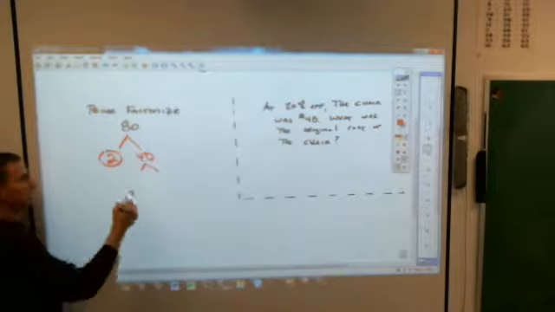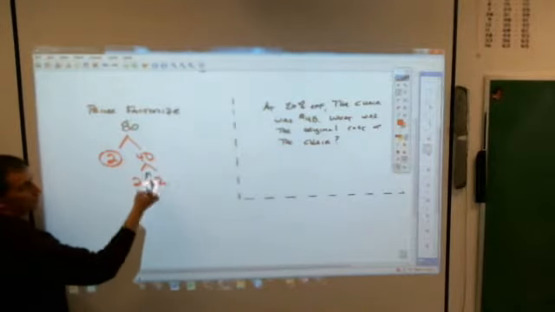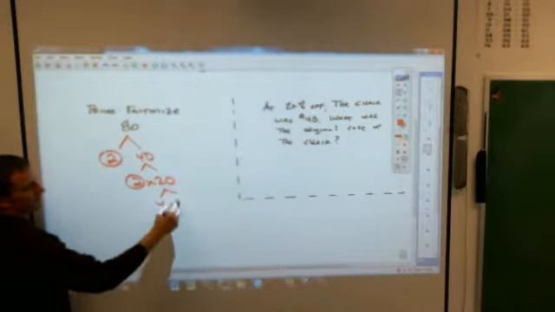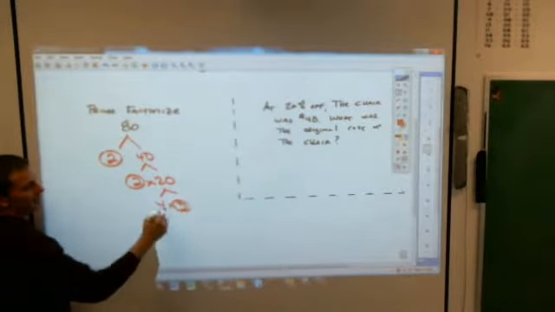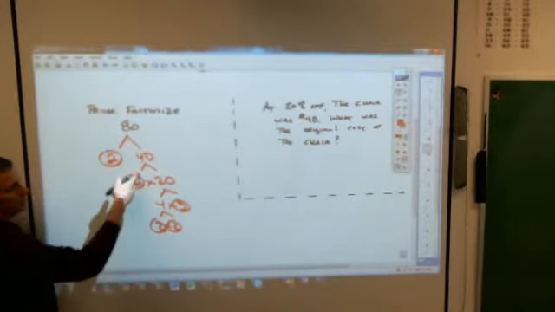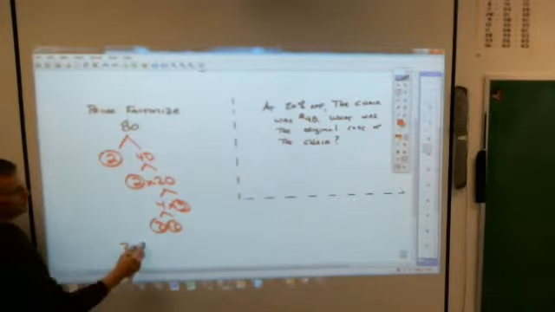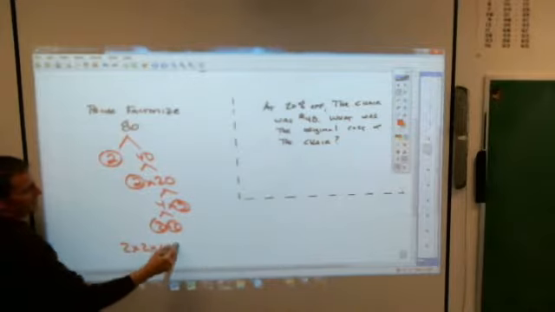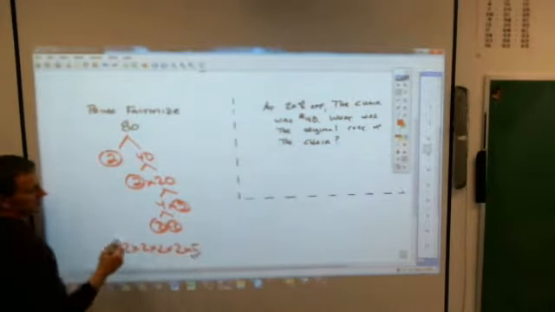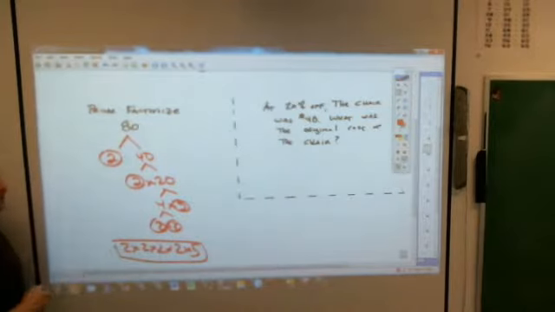What times what gives you 40? Again, you could do 2, or you can do 4 times 5. 5 you can stop with, and 4 can be broken down into 2 times 2. The answer to this is all of those written out: 2 times 2 times 2 times 2, which is 16, times 5. This is the prime factorization, the product of primes, the tree thing, whatever it is there.